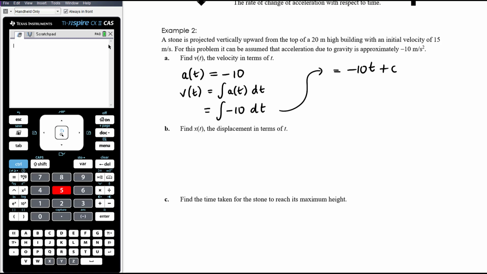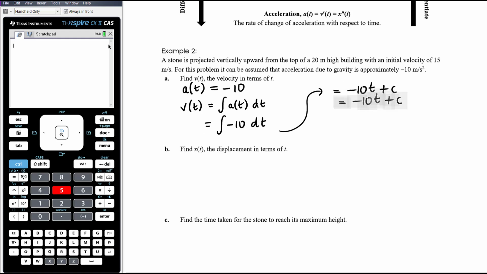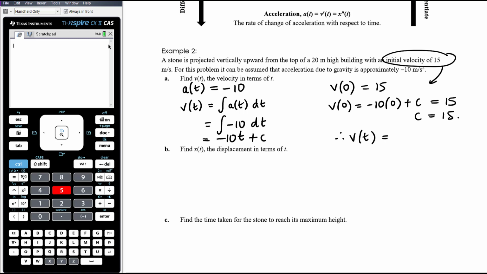Then we want to think about the information we're given about the initial velocity. So we know that v of 0 is equal to 15. When t equals 0, the velocity is 15. So v of 0 will be negative 10 times 0 plus c. We know that's 15, and so therefore c is equal to 15. And so our velocity equation, velocity in terms of time, is negative 10t plus 15.